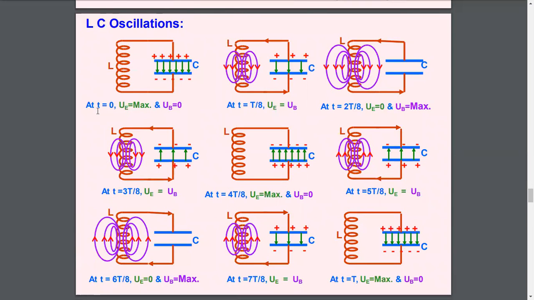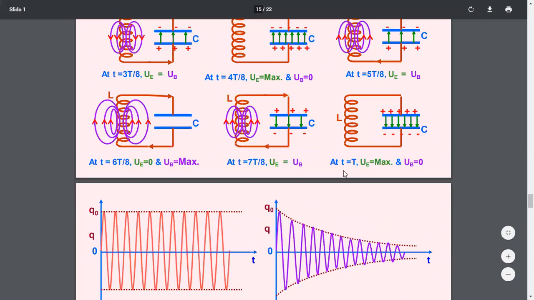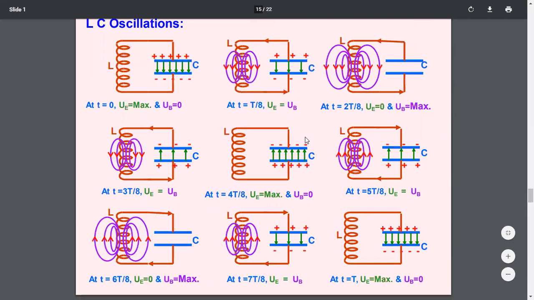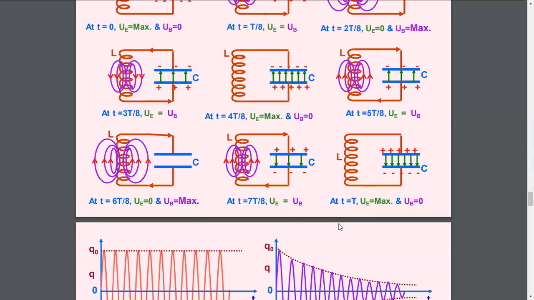starting from time t equal to 0 and reaching t equal to capital T, that is the time period. So we have completed one cycle, and in the whole cycle there are 8 divisions: 1, 2, 3, 4, 5, 6, 7, 8. And then again starts repetition of the same. So this is called time period.